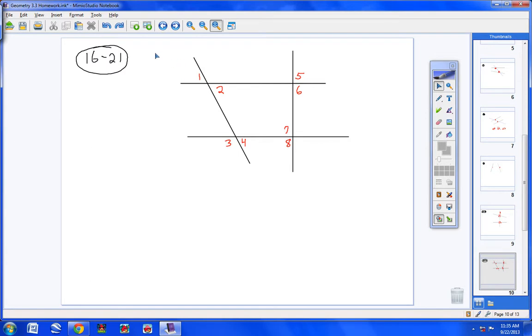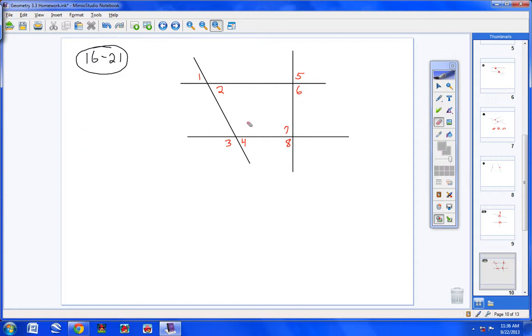All right, 16 through 21, the directions read, complete the statement using corresponding or alternate interior or alternate exterior or same side interior. So for number 16, we have angles 6 and 7. Here's one line cut by a transversal. Do you see that right there? So 6 and 7 would be alternate interior angles. They're on the inside of the two black lines, and they're on opposite sides of the transversal. All right.